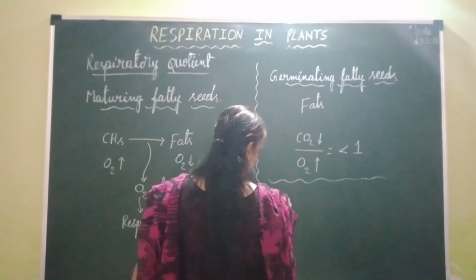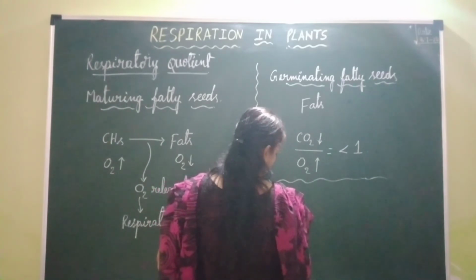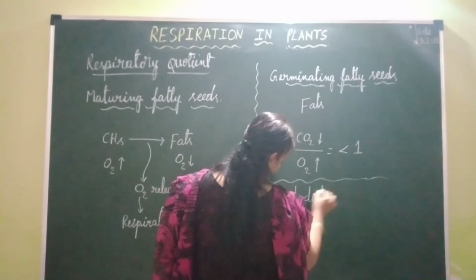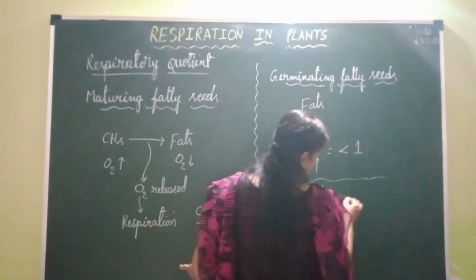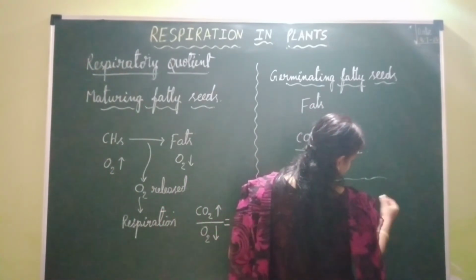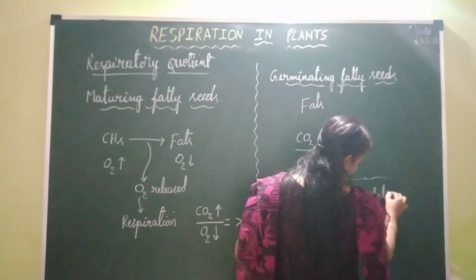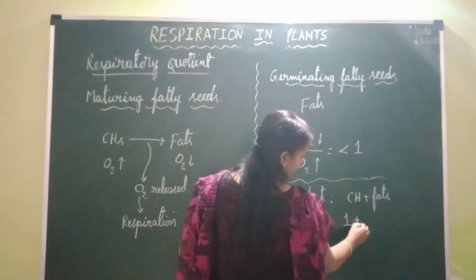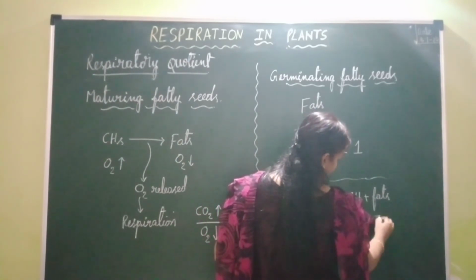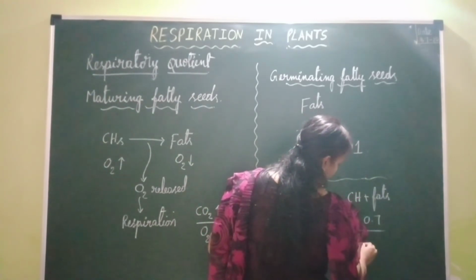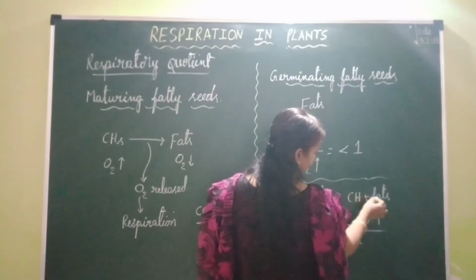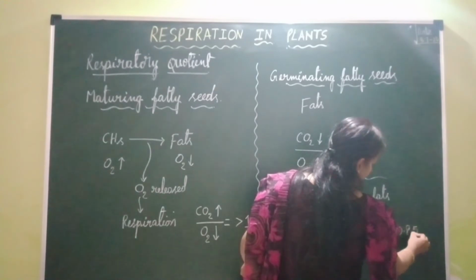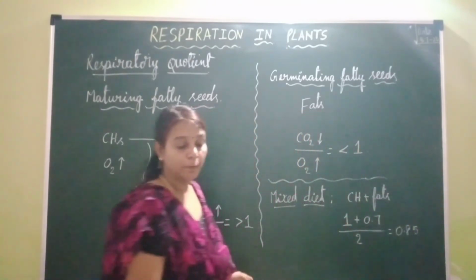Now let's see the RQ value in case of mixed diet. In case of mixed diet, we take carbohydrates and proteins also, and we take fats also. So what is the RQ value of carbohydrates? 1. Fats is 0.7. So we have to take the average of the RQ values of both these, carbohydrates and fats. That comes out to be 0.85, which is again less than 1.